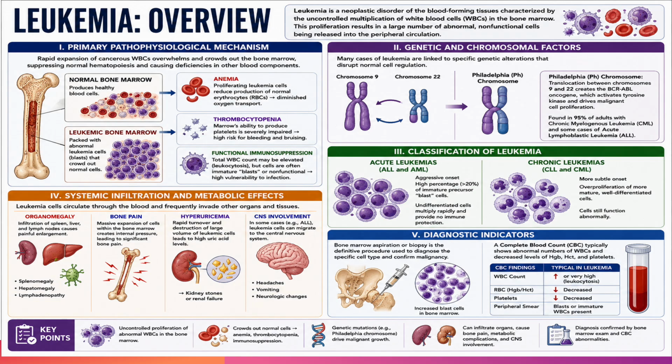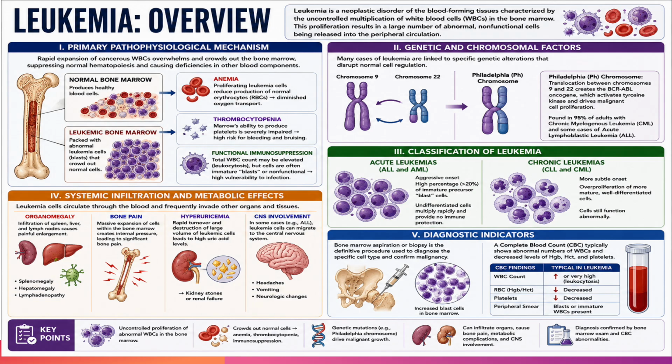The Philadelphia chromosome is an important genetic abnormality seen in many cases of chronic myelogenous leukemia, or CML. This mutation drives uncontrolled cell growth. Like remember, even in cancer, it's uncontrolled growth. Leukemia can be classified as acute or chronic. Acute leukemias involve immature blast cells and progress rapidly. Chronic leukemias involve more mature cells and progress more slowly.